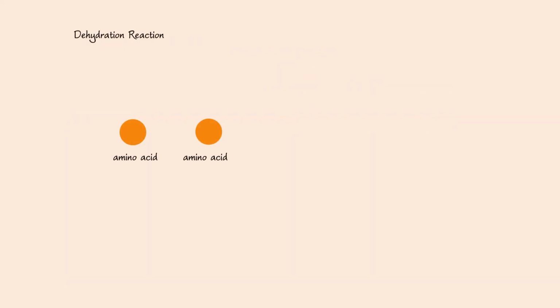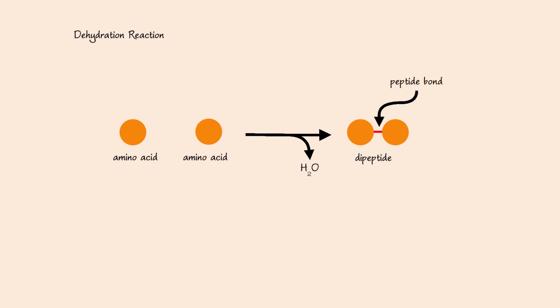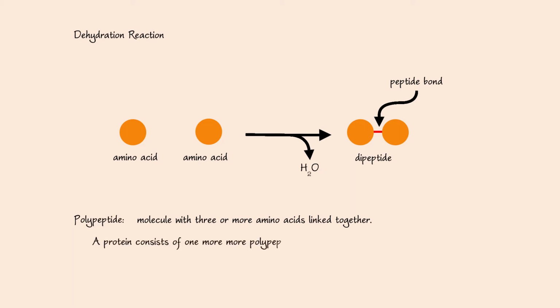When 2 amino acids combine via dehydration reaction, a dipeptide and water molecule result. The covalent bond that joins the amino acids is known as a peptide bond. If 3 or more amino acids are linked together by dehydration reactions, the final molecule is called a polypeptide. A protein consists of 1 or more polypeptides.